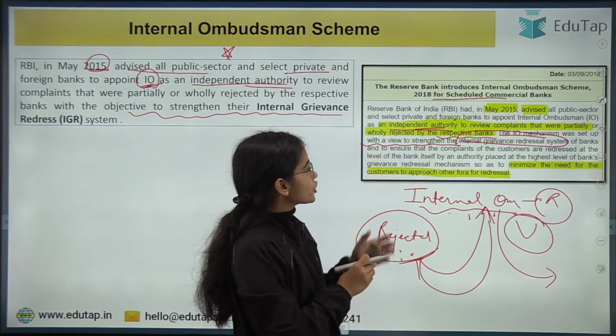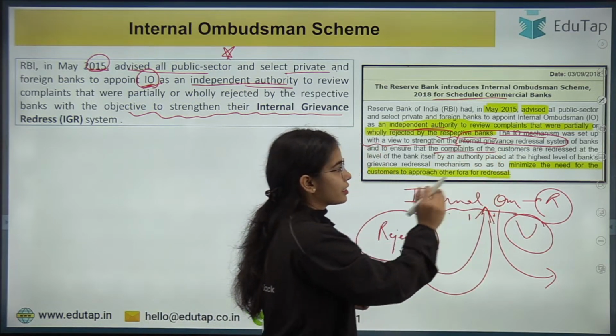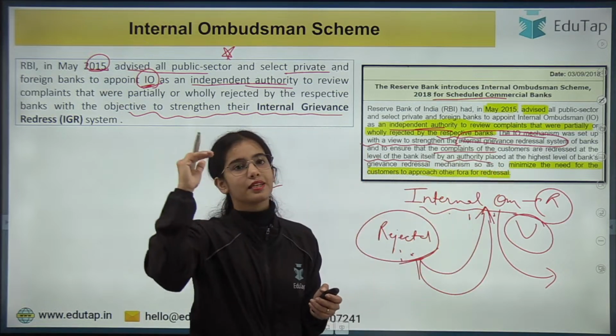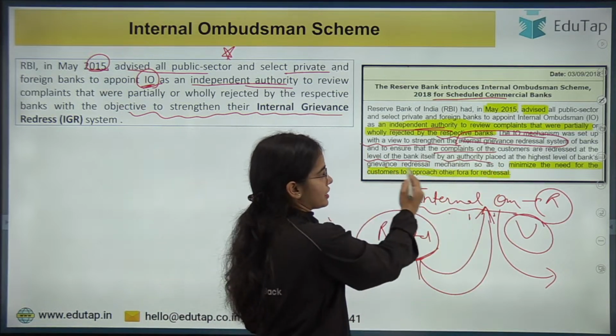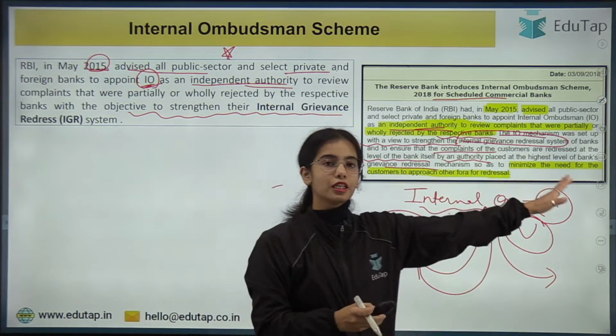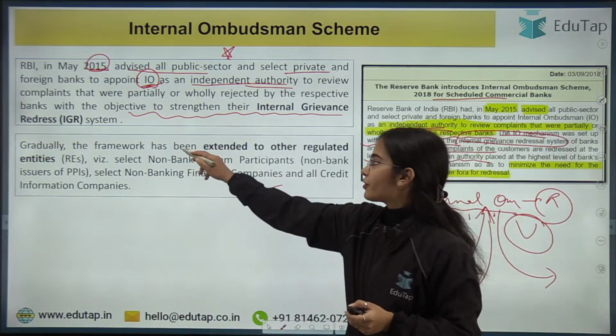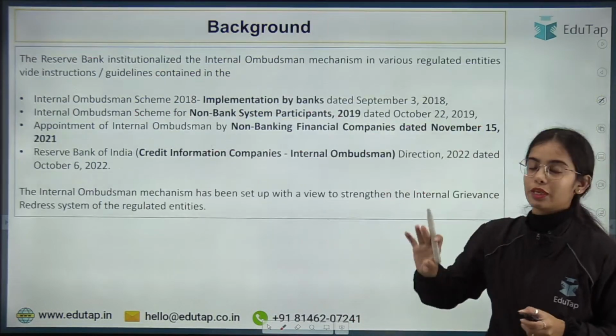Okay. And this is to ensure that the complaints of the customers are redressed at the level of the bank itself, by an authority placed at the highest level of the bank's grievance redressal mechanism. Okay, to minimize the need for going to the RBI ombudsman. So this is the idea. Gradually the framework has been extended to other regulated entities.